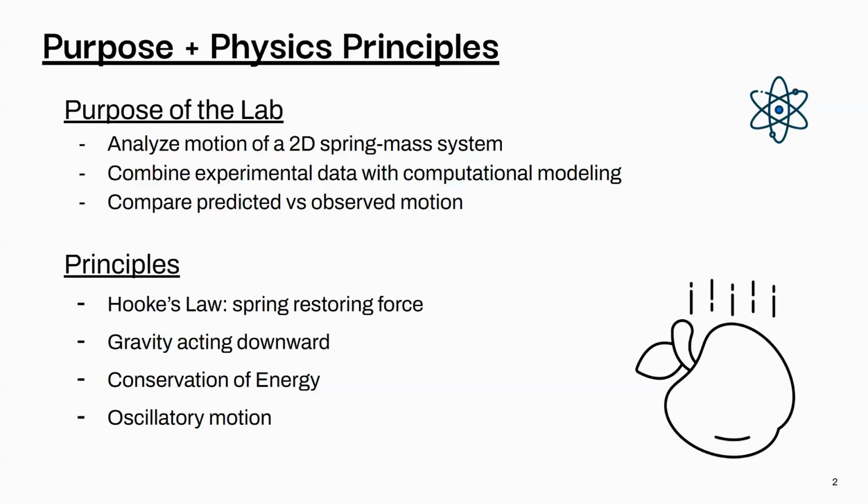The purpose of this lab is to analyze the motion of a two-dimensional spring mass system by combining experimental data with a computational model and comparing predicted motion to observed motion.